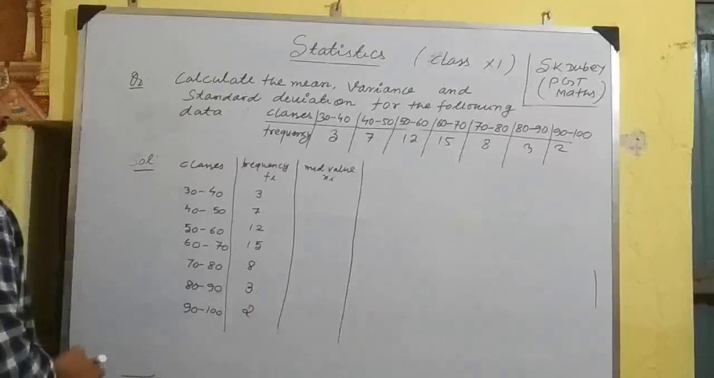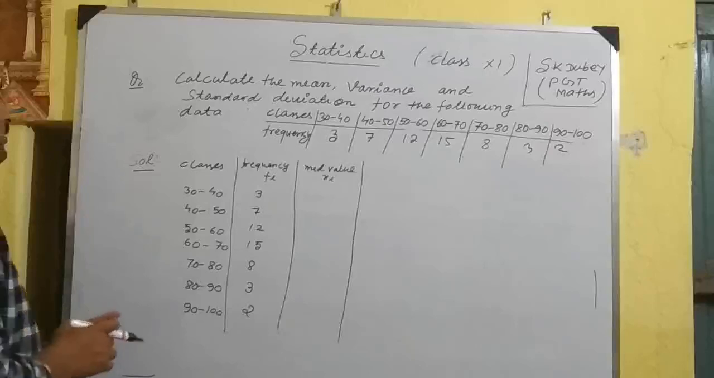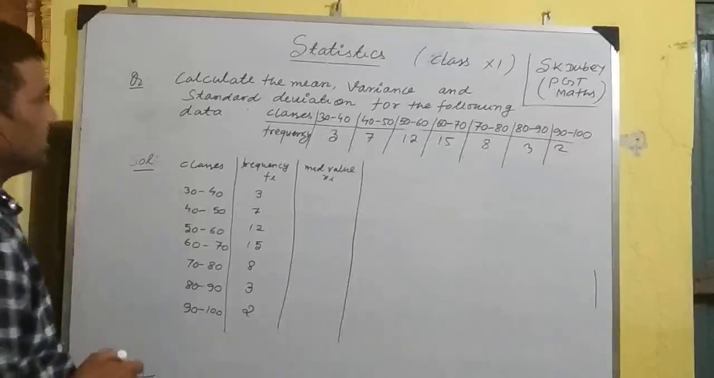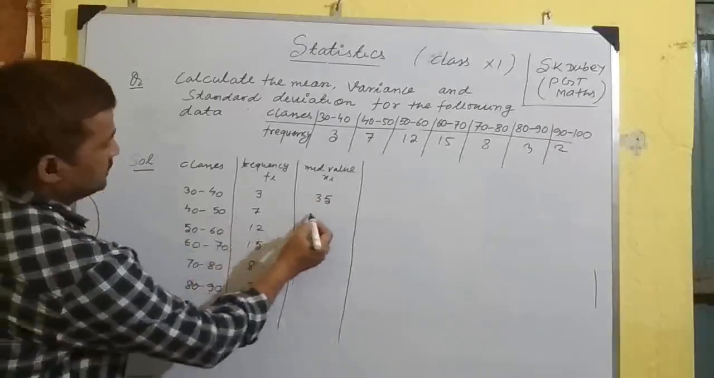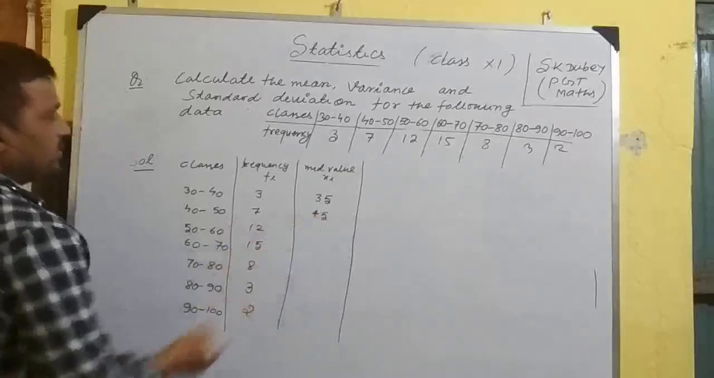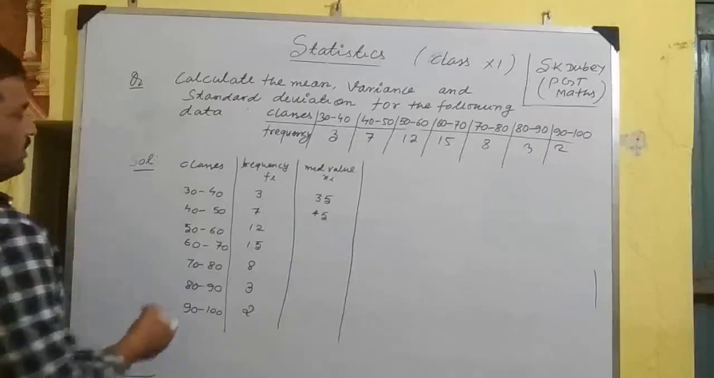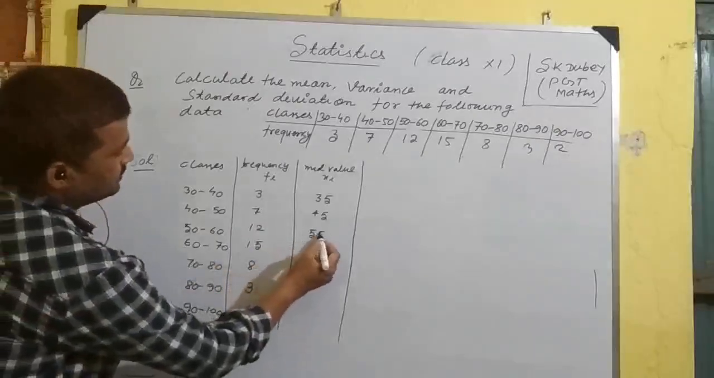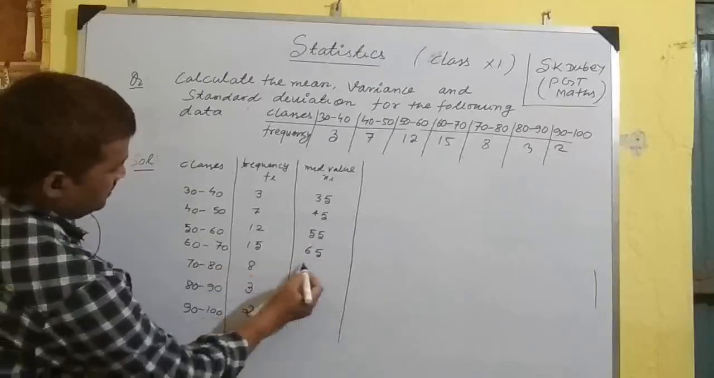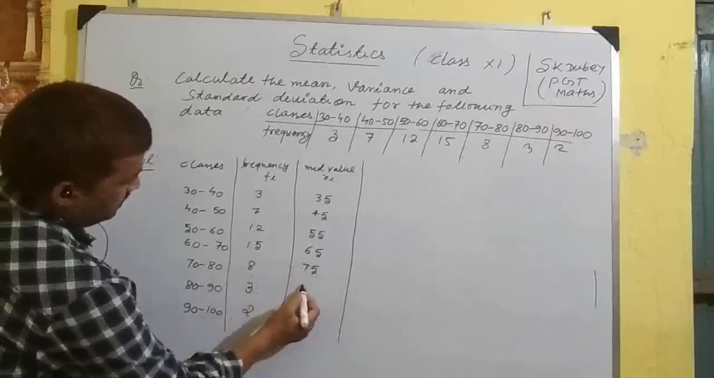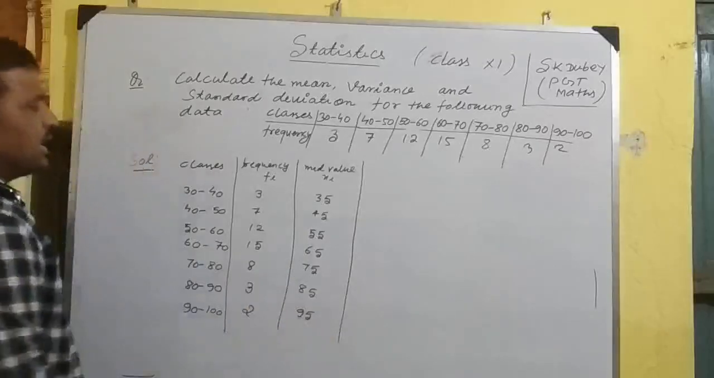Now the class mark, the mid value xi, is the sum of upper limit plus lower limit divided by 2. So 30 plus 40 by 2, that is 35. This is 35, and this is 45. We can add 10 because the width of the class interval is 10, and this is 55, this is 65, 75, 85, and 95.